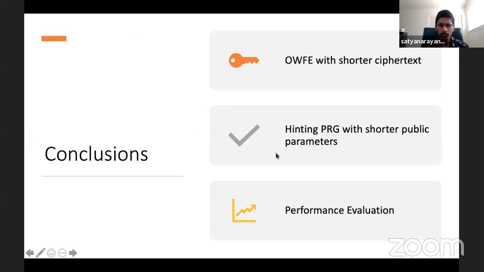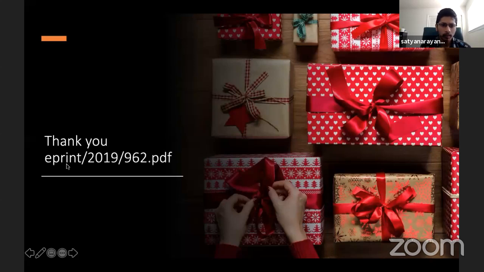Let me finally conclude the talk. In this talk, we discussed one-way function with encryption, and we saw that the previous constructions use the missing block framework, and we came up with a better framework for constructing one-way function with encryption with shorter ciphertext size. And we also extend the same techniques for constructing hinting PRGs with shorter public parameters. We coded up all our schemes and evaluated the performance as well. You can find the details in the paper. For more details, you can look at the ePrint version of the paper and our YouTube talk.